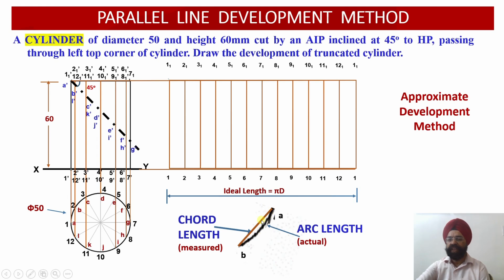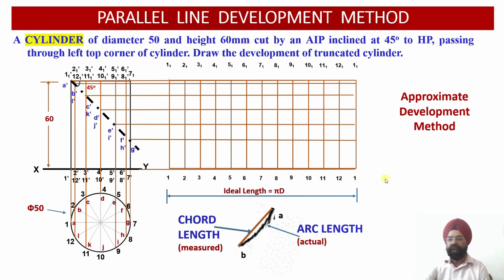In every chord length, I am going to reduce my length by around 1 to 1.5 millimeter. So the total length will be reduced by approximately 13 to 15 millimeter over the 12 sectors, right? So that is the limitation of the manual method.